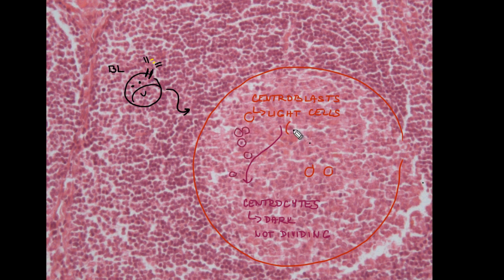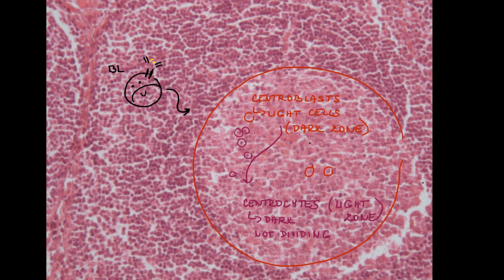Densely packed centroblasts create a dark zone. Paradoxically, dark zone is a zone of proliferation. Centrocytes, which are sparsely distributed, create light zone of selection. It's really hard to separate these zones on slides, but you can distinguish single cells for sure.